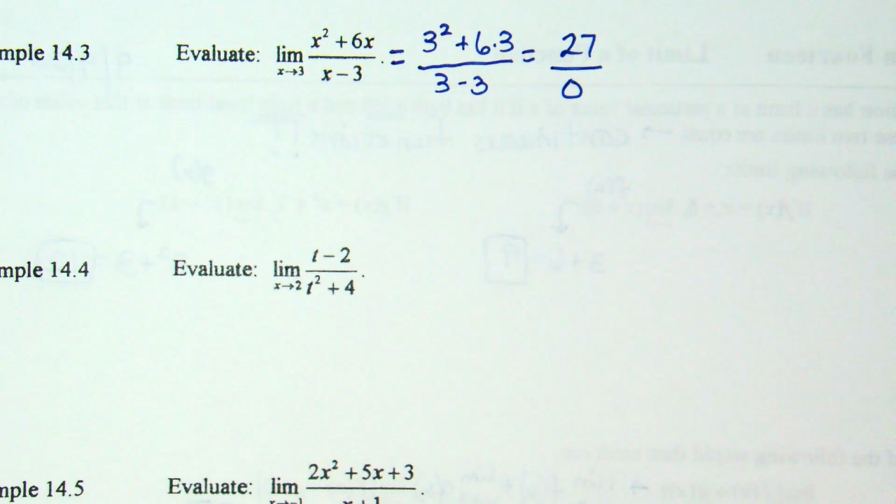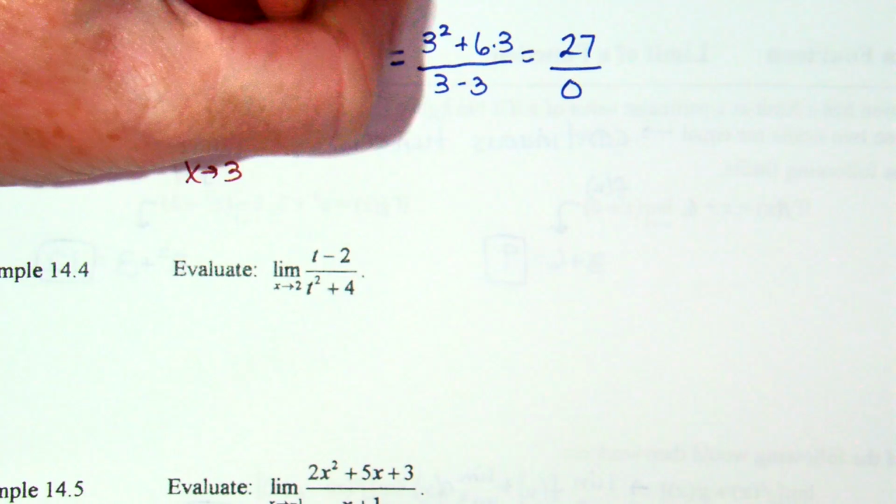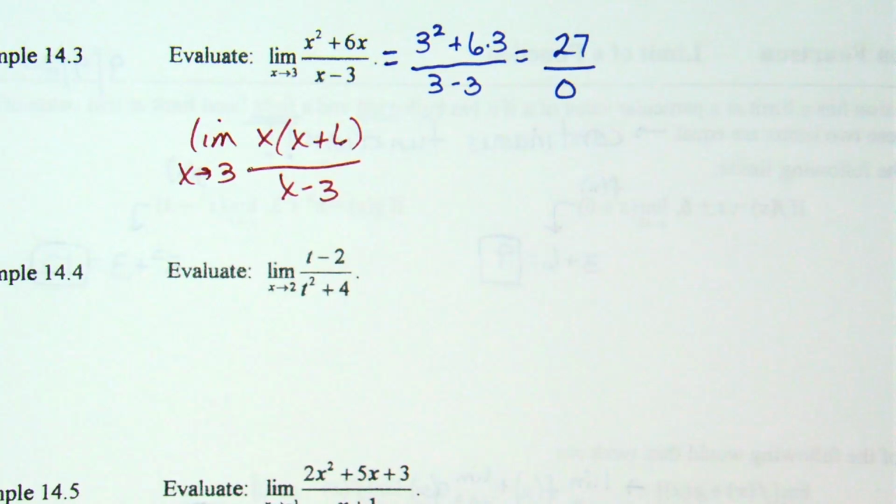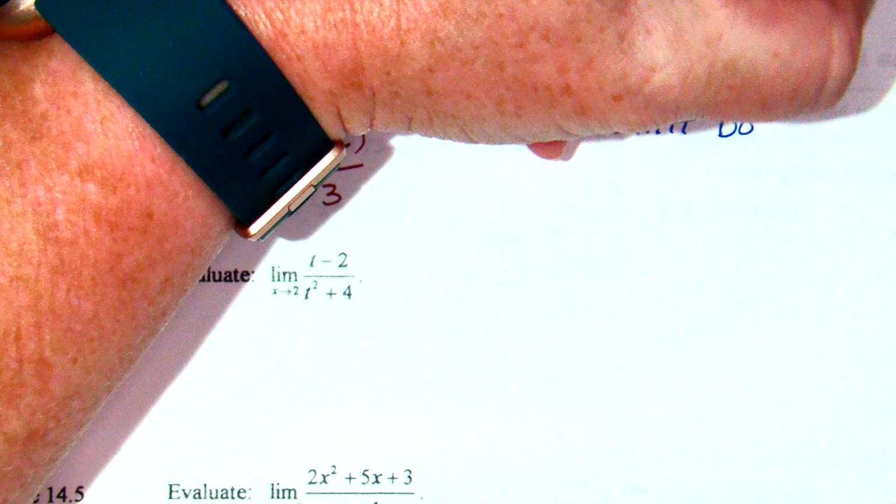Okay? Was there a factoring option that helped? I mean, the factoring I could have done is to factor out x. Then I have x times x plus 6 over x minus 3. Does anything cancel? No, nothing cancels. So, this is our first example of, algebraically speaking, limit does not exist. Because we are trying to divide by 0, which can't be done, limit does not exist.